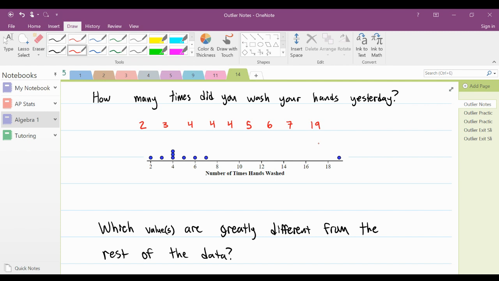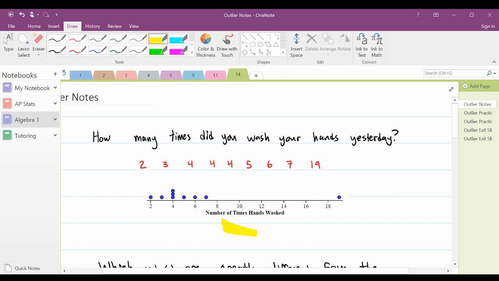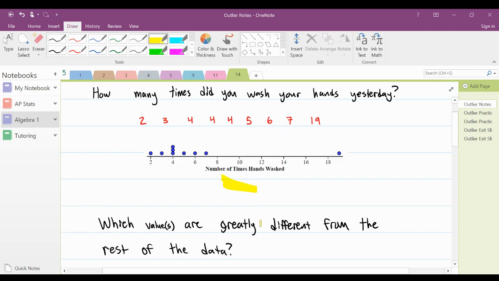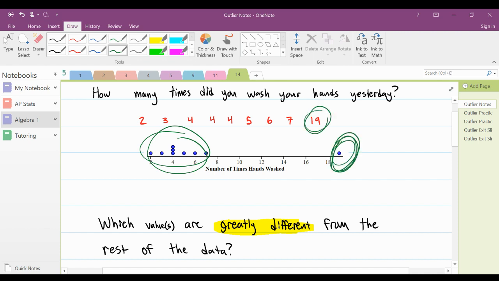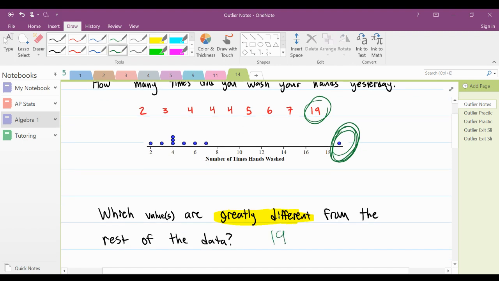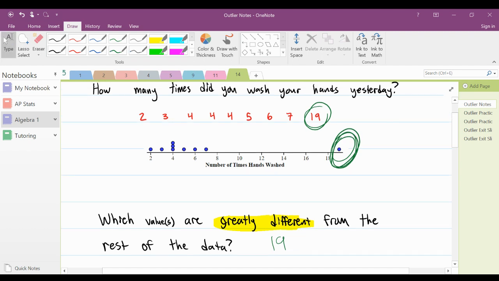The big question here is which of the values, or possibly value, are greatly different from the rest of the data? Greatly different, meaning like, they just really don't fit with everything else. As I look at this data, it's really clumped up over here, but there's this one value way off to the right. It looks like that is the 19 in this data set. So to me, that would be the one that really doesn't fit. 2 is the smallest, but it's pretty close to 3 and 4 and 5. So it's not really something that doesn't fit, but that 19 is much larger.